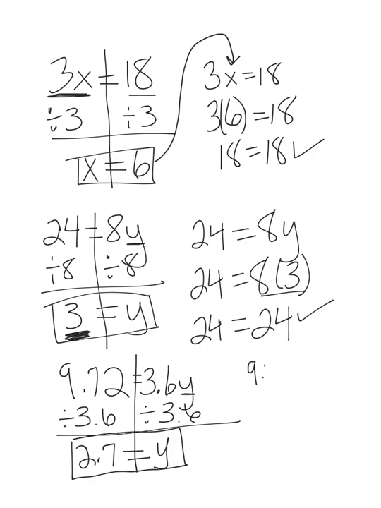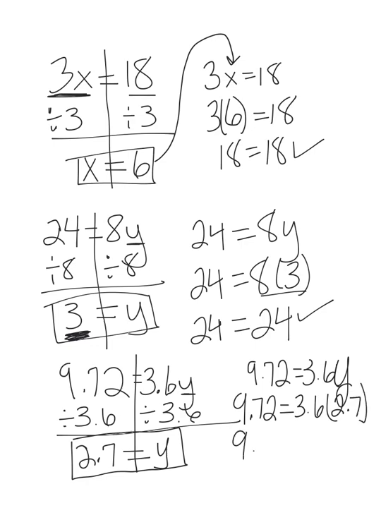So now I need to check my work. 9.72 equals 3.6 times what I got for, oh, hold on, let's write the original equation, y. 9.72 equals 3.6 times, I got 2.7. 9.72. And on a calculator, if I press 3.6 times 2.7, I do get 9.72.